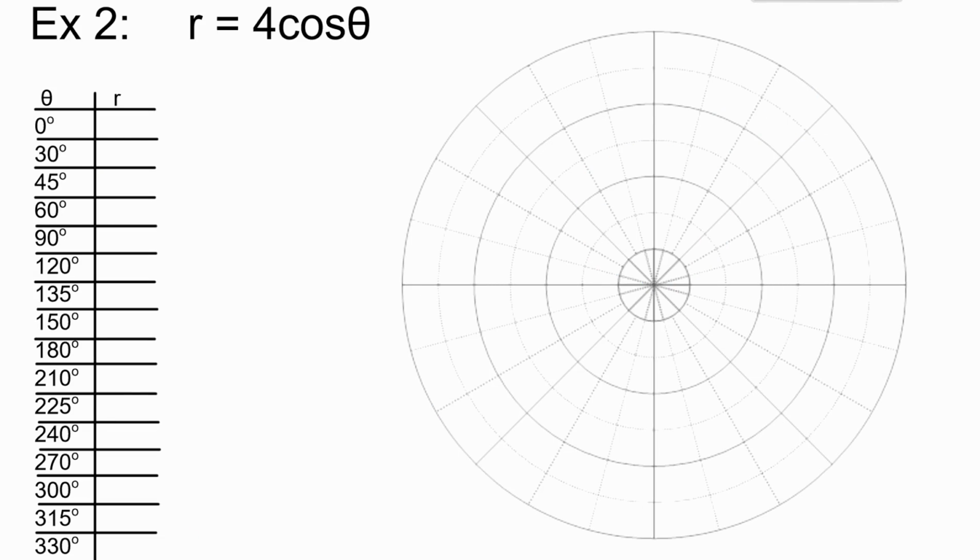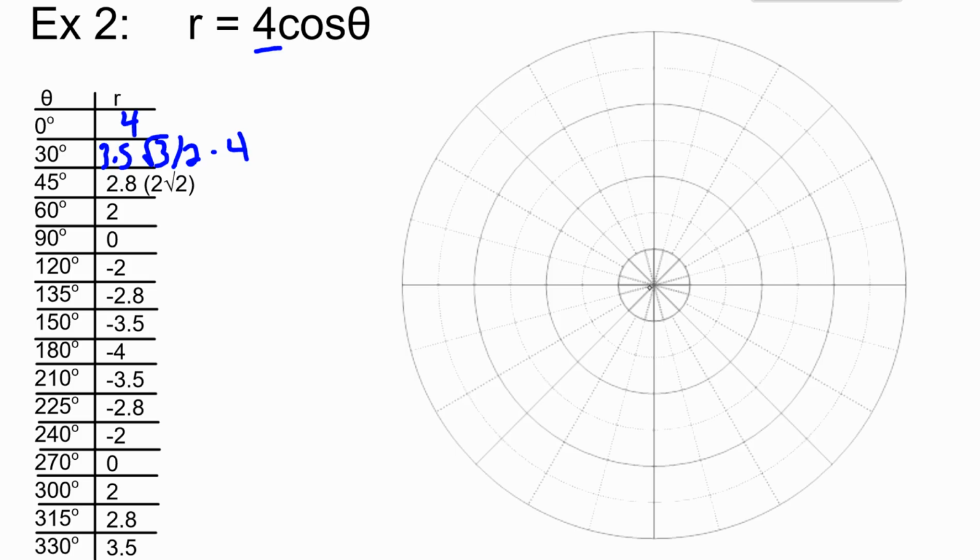So we've got r equals 4 cosine theta. With this one, I've got another table set up, and I'm going to plug values in. I know at 0, cosine of 0 is going to be 1, and then I multiply by 4, so this is going to be 4. Then I need to fill in the 30-degree one. The cosine at 30 degrees is root 3 over 2, times 4, which is about 3.5. Then I got the rest of them filled in as well.